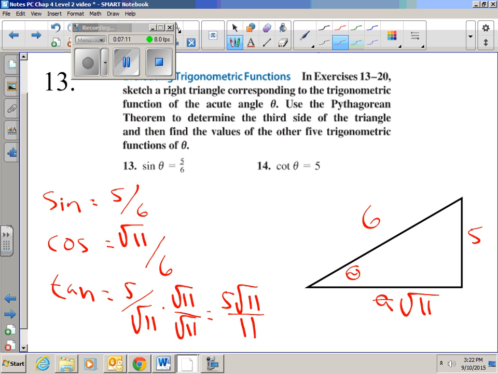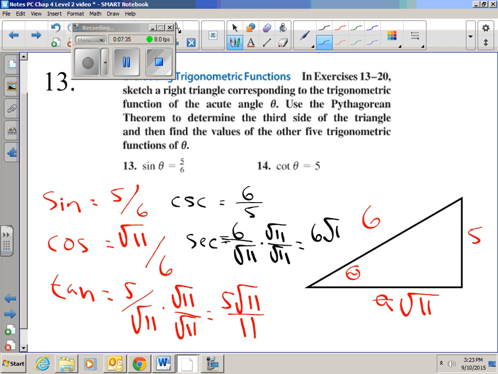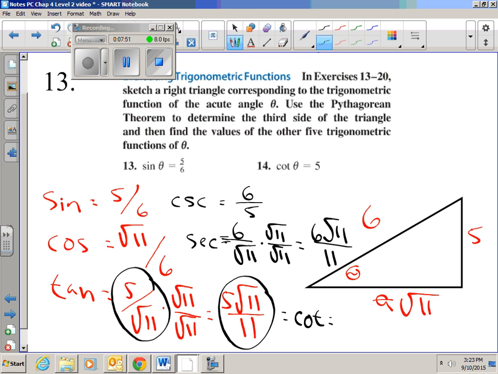Okay? To get the reciprocal functions, the reciprocal of sine is cosecant. So that's going to be 6 over 5. The reciprocal of cosine is secant. That's going to be 6 over root 11, which again, if I rationalize, I'm going to get 6 root 11 over 11. And the reciprocal of tan, I could take the reciprocal of that if I wanted to, but it might be easier just to go right to here and take the reciprocal of that. So the reciprocal of tan is cotan, which equals root 11 over 5.